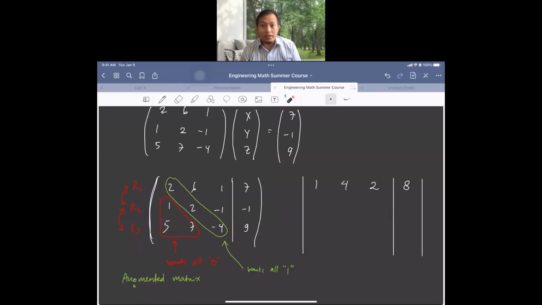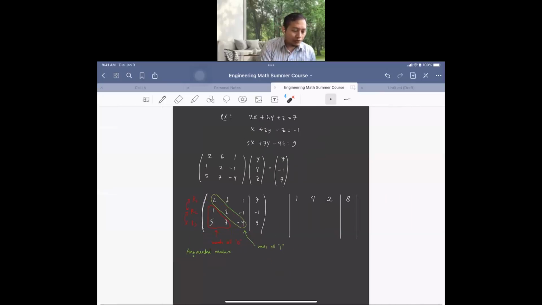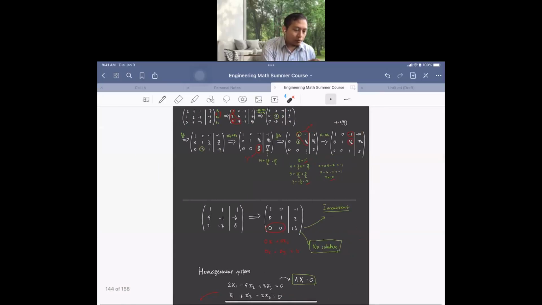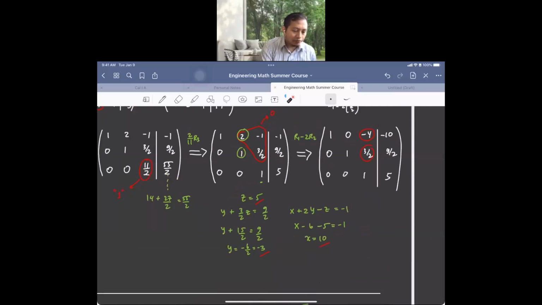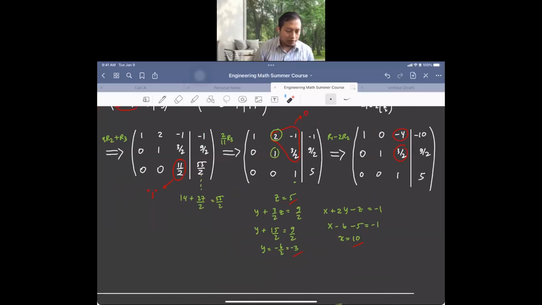But the idea is to make the diagonal here 1, 1, 1, and the rest 0, or both 0, and you can get the result directly. So that's basically a row operator, and we have shown you how to do some row operators here and make it into 1, 1, 1. Okay, like this.